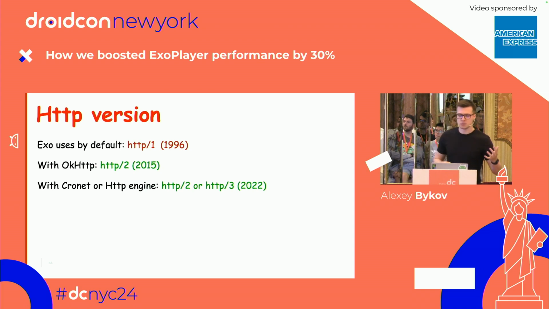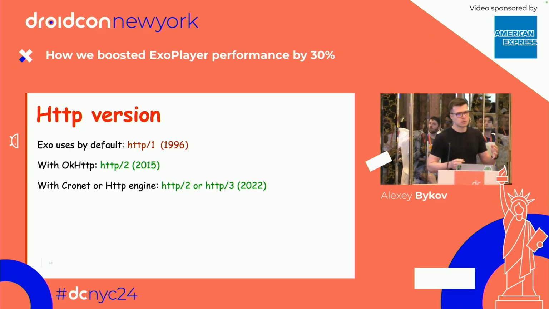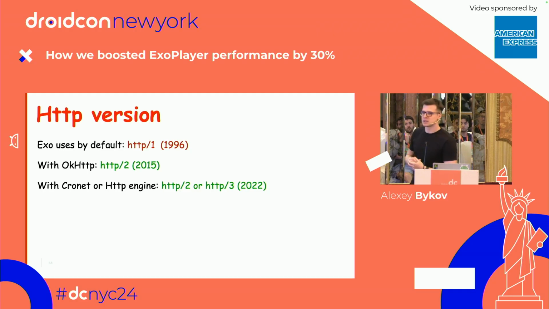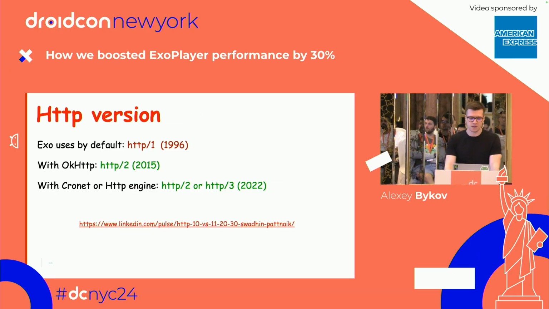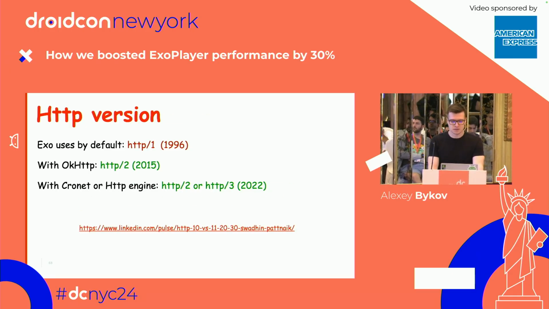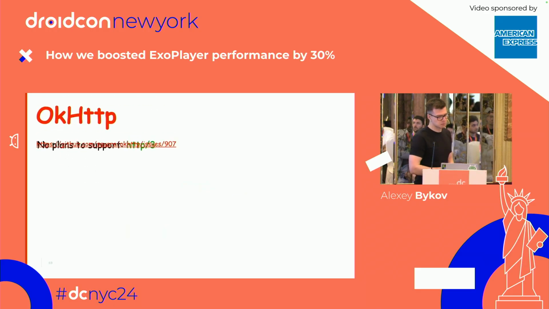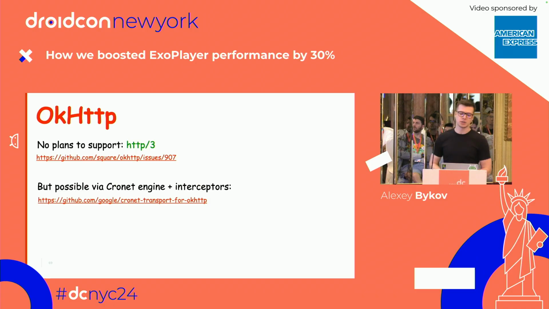The difference is that HTTP1 is going to open a new connection every request. HTTP2 is going to reuse already created connections, and HTTP3 replaces the TCP protocol with UDP, which should also be way faster. There is a good article about this that you can read to dig a bit deeper. So, talking about OkHttp, there are no plans to support HTTP3 out of the box, but you can actually use it with Cronet engine and interceptors. It should not be a problem.